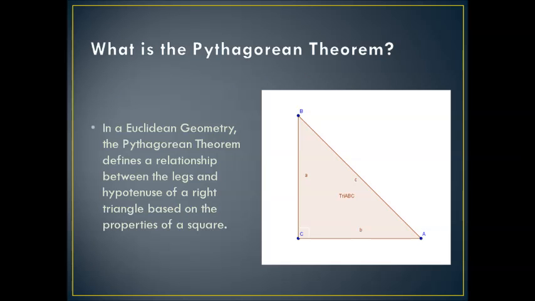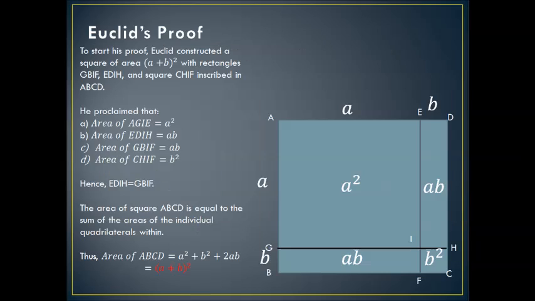The Pythagorean Theorem in Euclidean geometry defines a relationship between the legs and the hypotenuse of a right triangle based on the properties of a square. So basically you cut a square in half on its diagonal and then you use a triangle.